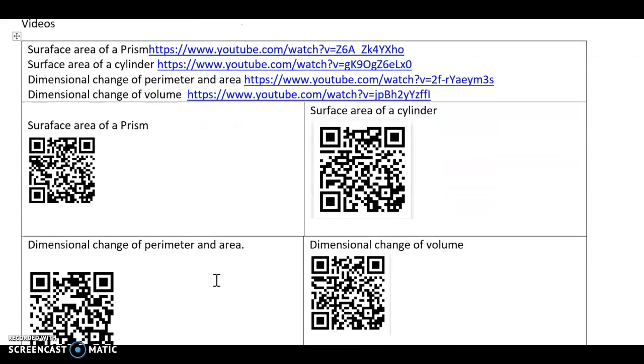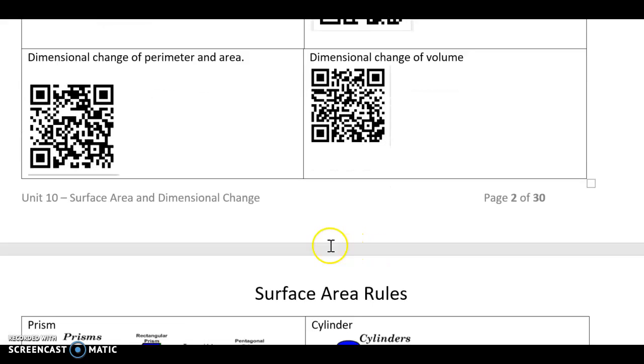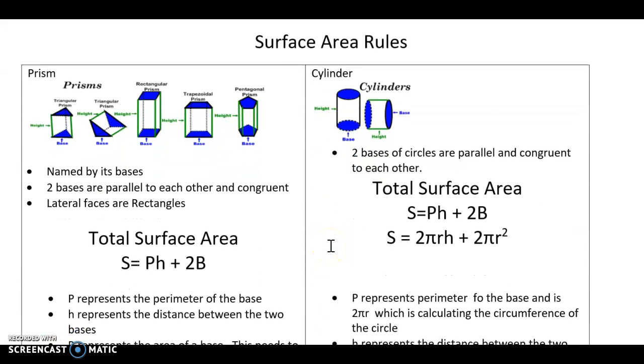Here are some videos for you to peruse. You can take a phone and look at this QR code and it'll bring up YouTube videos about surface area of a prism, surface area of a cylinder, dimensional change of perimeter and area, and dimensional change of volume. We are going to look at surface area rules.